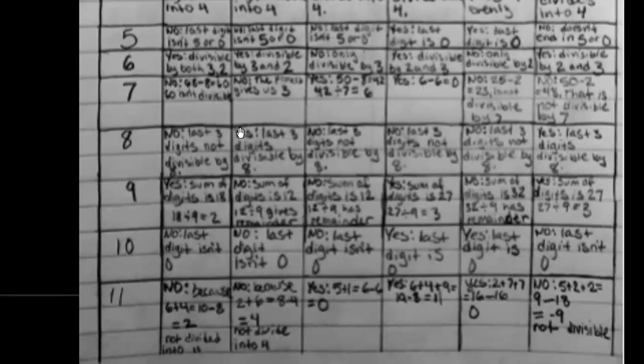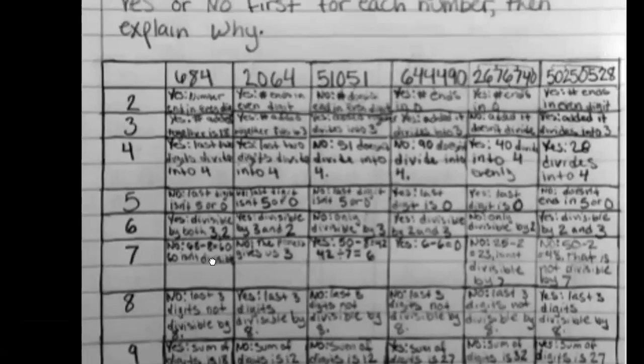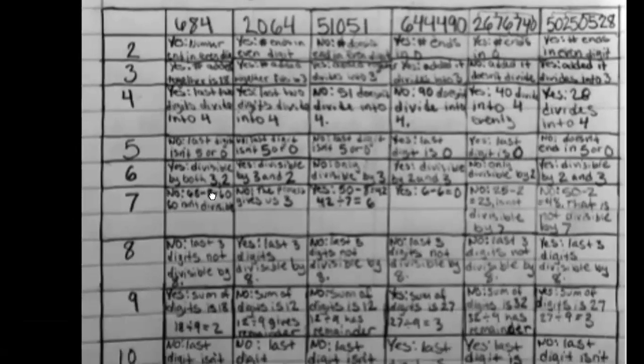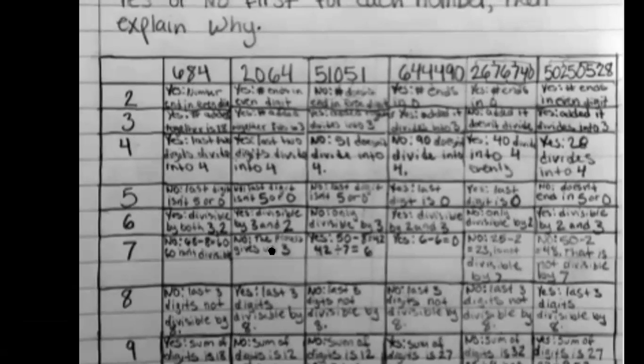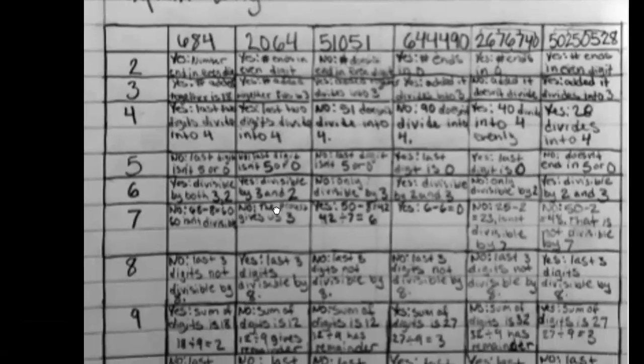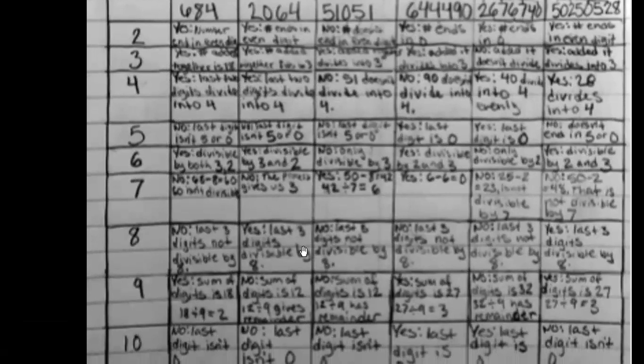Alrighty, so now we move on to 8. What is the divisibility rule of 8? I'm sorry. The last 3 digits are divisible by 8. So 684 is not divisible by 8. So let's look at the last 3 digits of this one, which would be 064. So the last 3 digits are 64. So can 64 be divided by 8? Yes. Yes, it can.